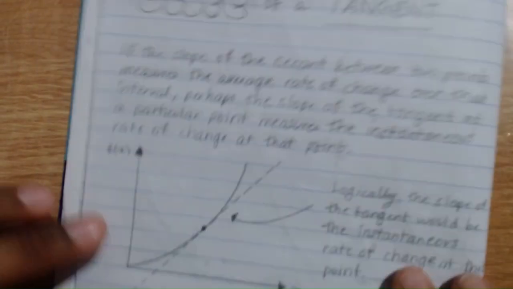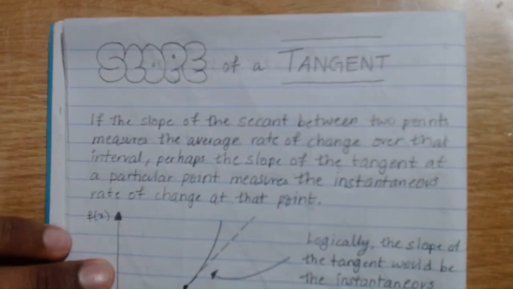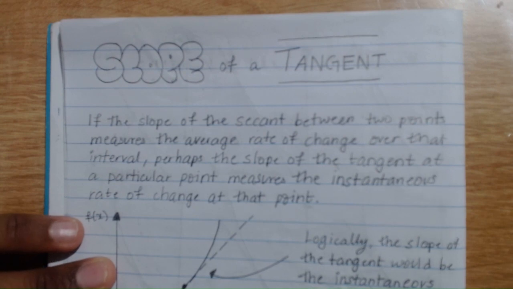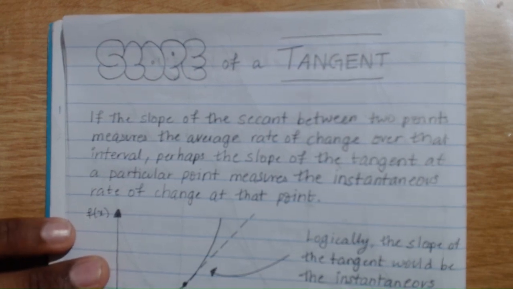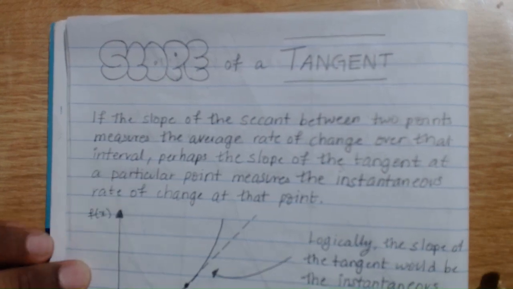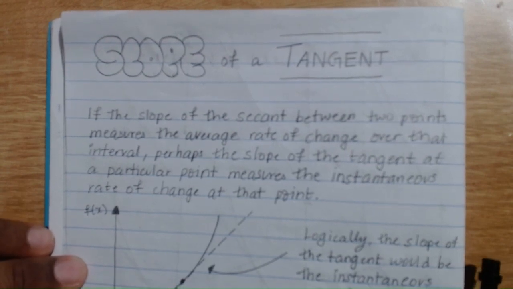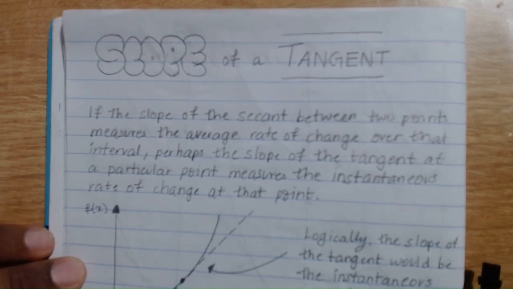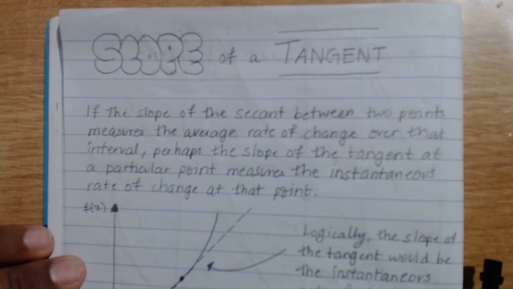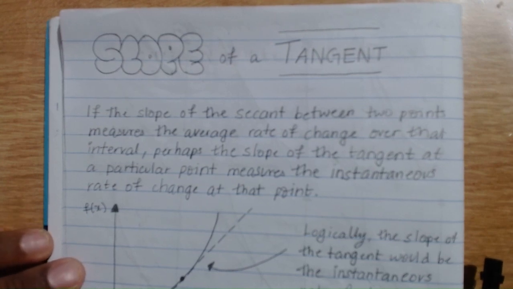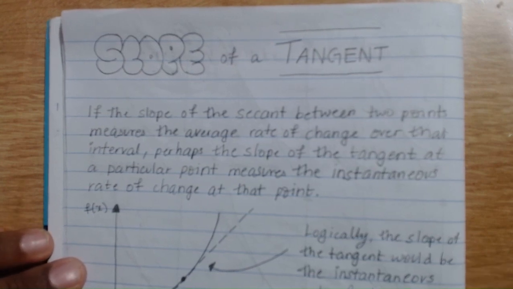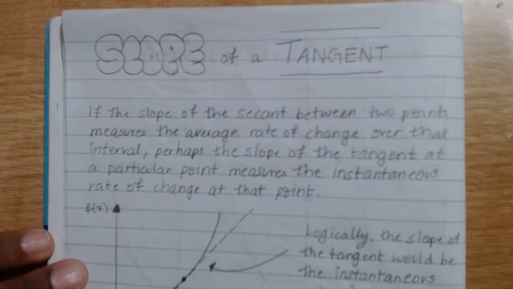So let's actually investigate the slope of a tangent. I hope this is clear. I hope it unblurs. Let's see. All right. So the slope of a tangent. If the slope of the secant between 2 points measures the average rate of change over that interval, perhaps the slope of the tangent at a particular point measures the instantaneous rate of change at that point.